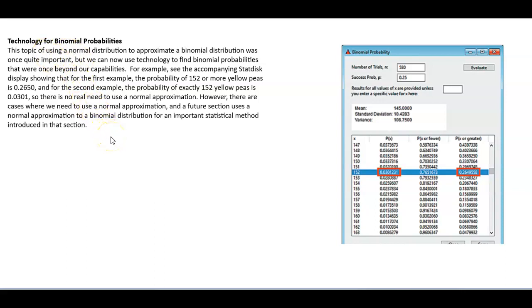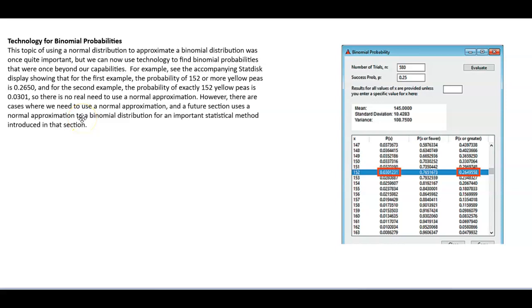Technology for binomial probabilities. Now, this topic of using a normal distribution to approximate a binomial distribution was once quite important, but we can now use technology to find binomial probabilities that were once beyond our capabilities. For example, see the accompanying StatDisk display showing that for the first example, the probability of 152 or more yellow peas is 0.2650. And for the second example, the probability of exactly 152 yellow peas is 0.0301.